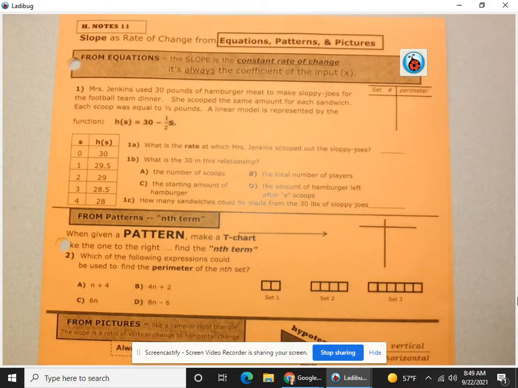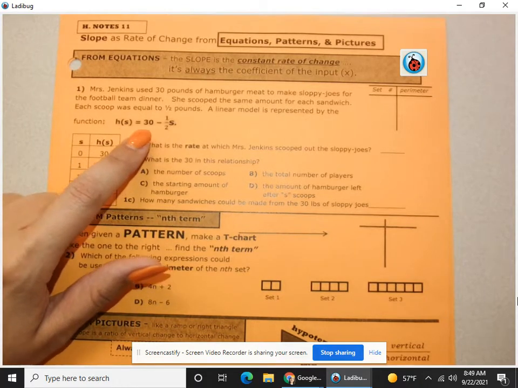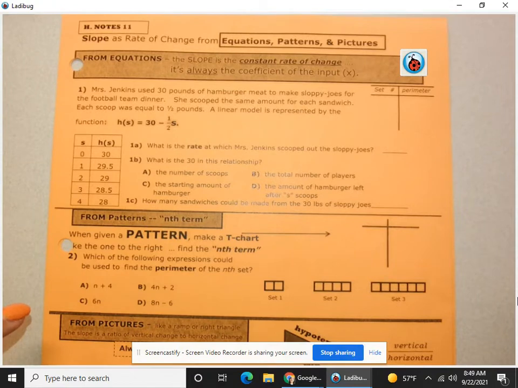So when we're looking at it from equations, the slope is a constant rate of change, and it is always the coefficient of the input x. Okay? So, if I'm looking at problem number 1, it reads, Miss Jenkins used 30 pounds of hamburger meat to make sloppy joes for the football team dinner. She scooped the same amount for each sandwich. Each scoop was equal to 1.5 pounds. The linear model is represented with the function h of s equals 30 minus 1/2 s.